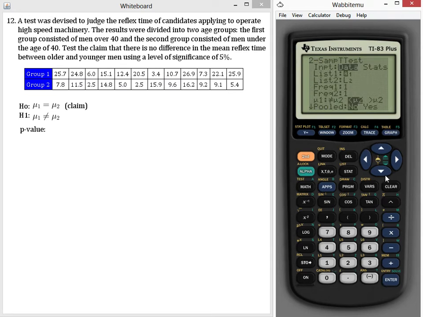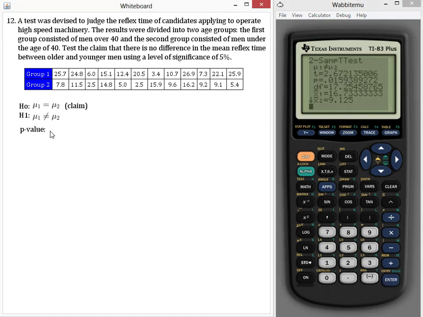So list 1 is my group 1, so that's L1. L2 for list 2, that's great. Frequencies, just leave those as 1. My symbol in the alternative is not equal to, so I need to make sure I check the not equal to right here. I'm always going to be doing no for a pooled value here. And then calculate. So the p-value is 0.0159.